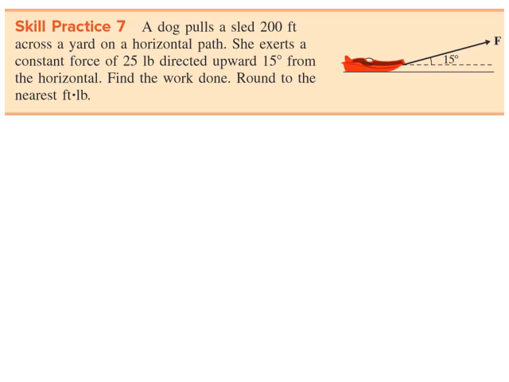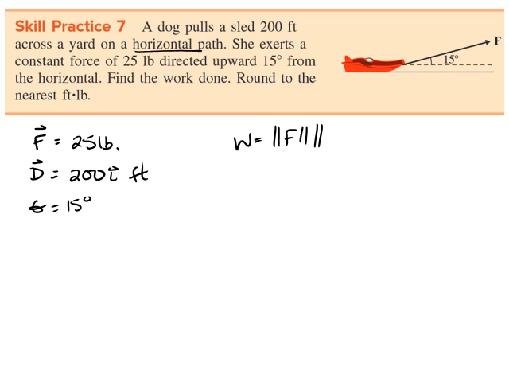Go ahead and pause this and see if you can do this one on your own. We should know that the force is 25 pounds. The displacement is 200 in a horizontal direction once again, measured in feet, and theta is 15 degrees. Applying the same formula that we had in the previous problem, we'll have 25 times 200 times cosine of 15 degrees.